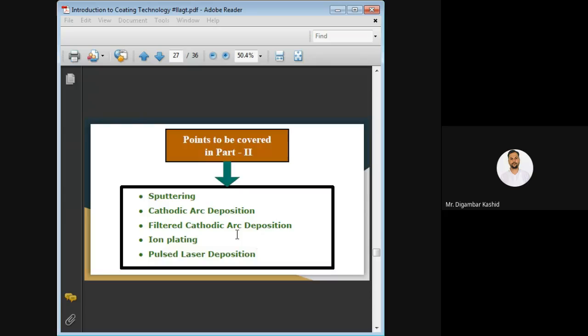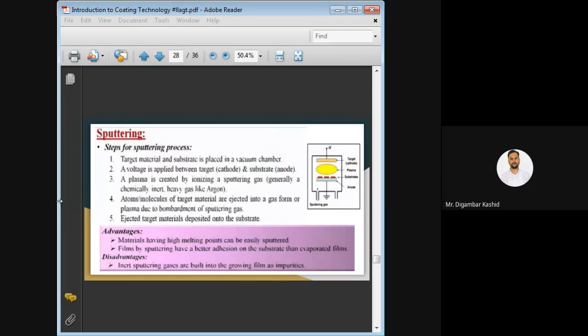Okay, so next is the sputtering. Actually, this is a common method, or maybe an easily available method we can call. And nowadays we are extensively using these sputtering techniques everywhere. So what are the steps for this sputtering process? You can see in the slide also.